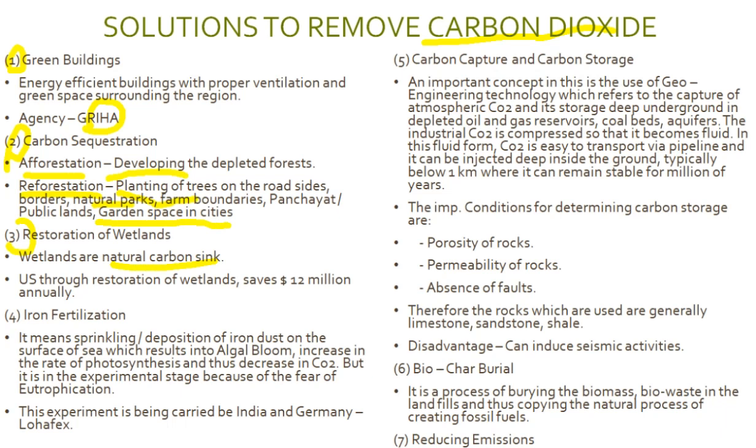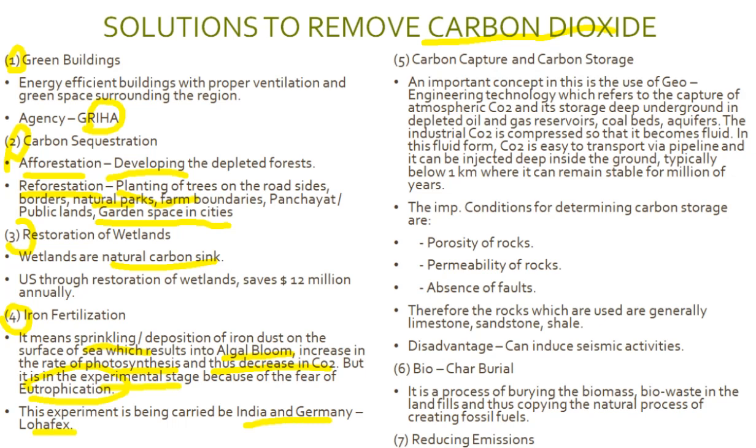The fourth solution is iron fertilization. So it means sprinkling or deposition of iron dust on the surface of the sea, which results in algal bloom, an increase in the rate of photosynthesis and thus a decrease in carbon dioxide. But it is in the experimental stage because of the fear of eutrophication. Algal bloom can cause eutrophication. Alright guys, so this experiment is being carried out by India and Germany, known as LOHAFEX.